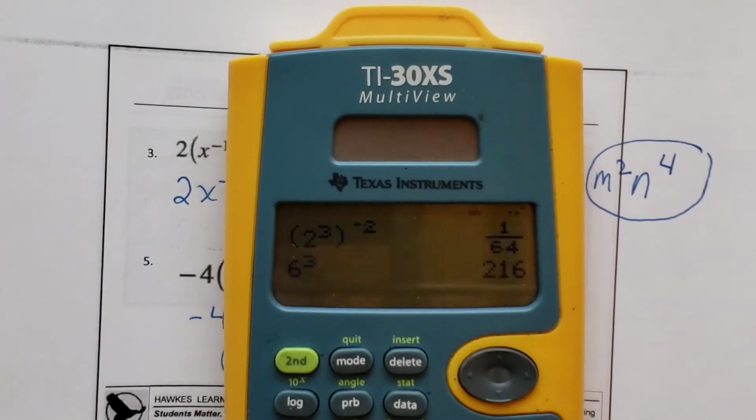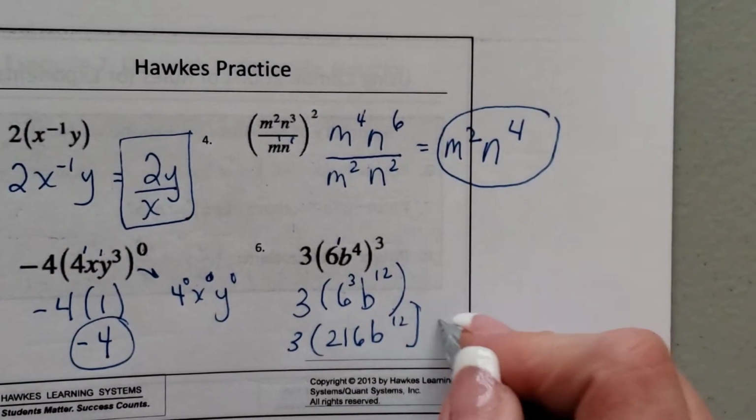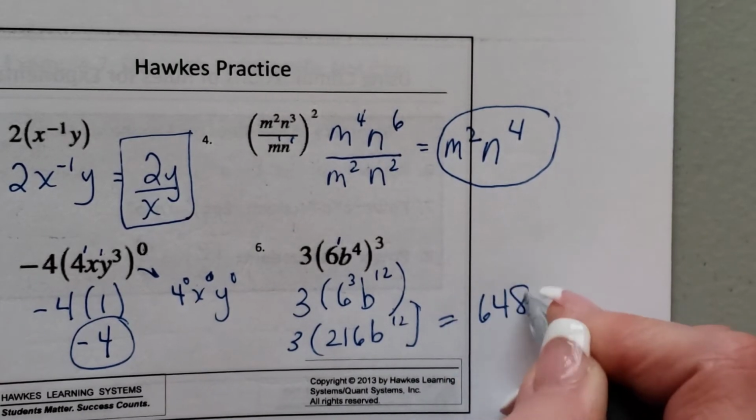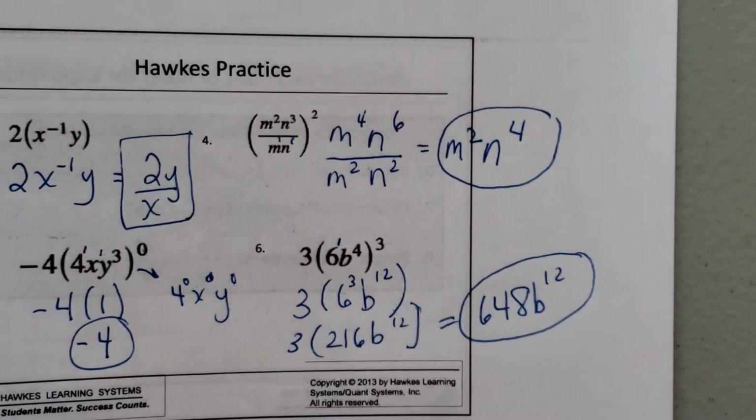Well, 216 times 3 is 648. So this final answer is 648b to the 12th. That's my final answer.